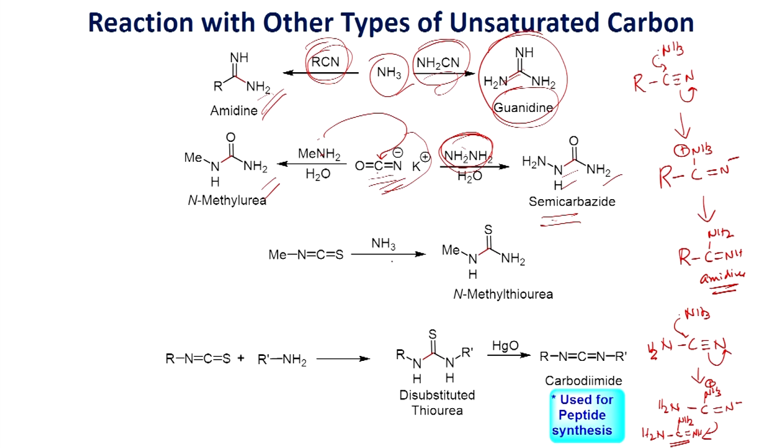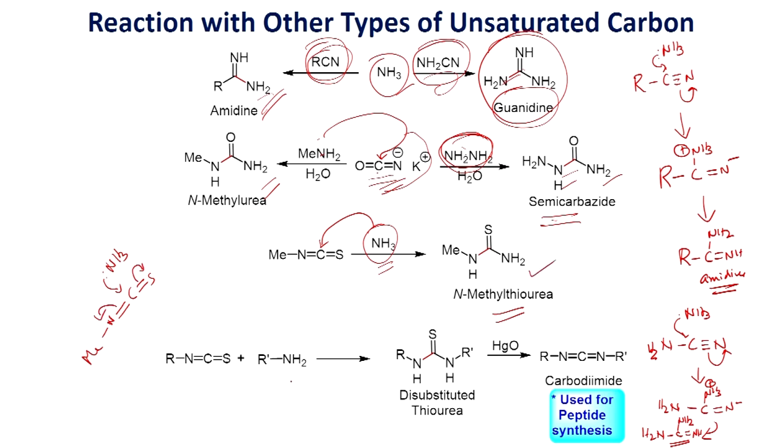You can also try to add, for example, in this case, the reaction of ammonia with methyl thioisocyanate is shown, which can readily undergo reaction, and then you will be able to form methyl thiourea as the product. So you can write like this: when you do the reaction, you will be able to form methyl thiourea as the product.